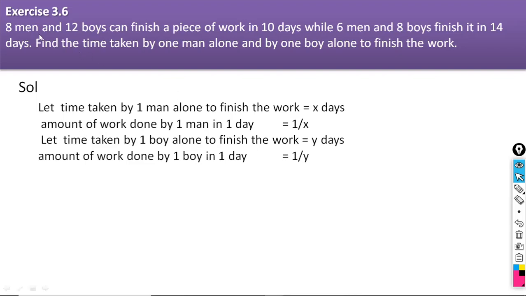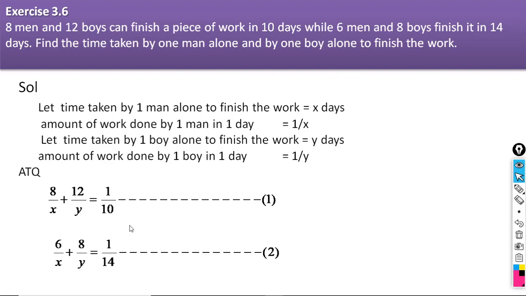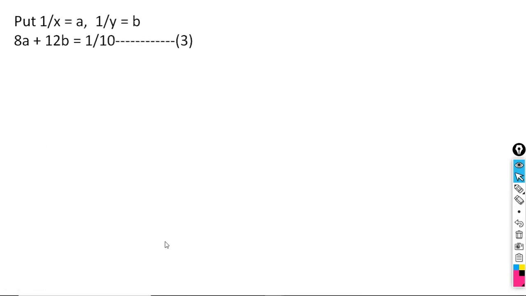So the equation which we can make from here will be 8 upon x plus 12 upon y. They can do it in 10 days. It means 1 day work is 1 by 10. So the first equation we get here, 8 upon x plus 12 upon y is equals to 1 by 10. And the second equation, 6 men, 6 upon x and 8 upon y is equals to 14 days means 1 by 14. This is the second equation. We'll solve them by considering 1 upon x as a, 1 upon y as b. So we get equation number 3 and equation number 4.